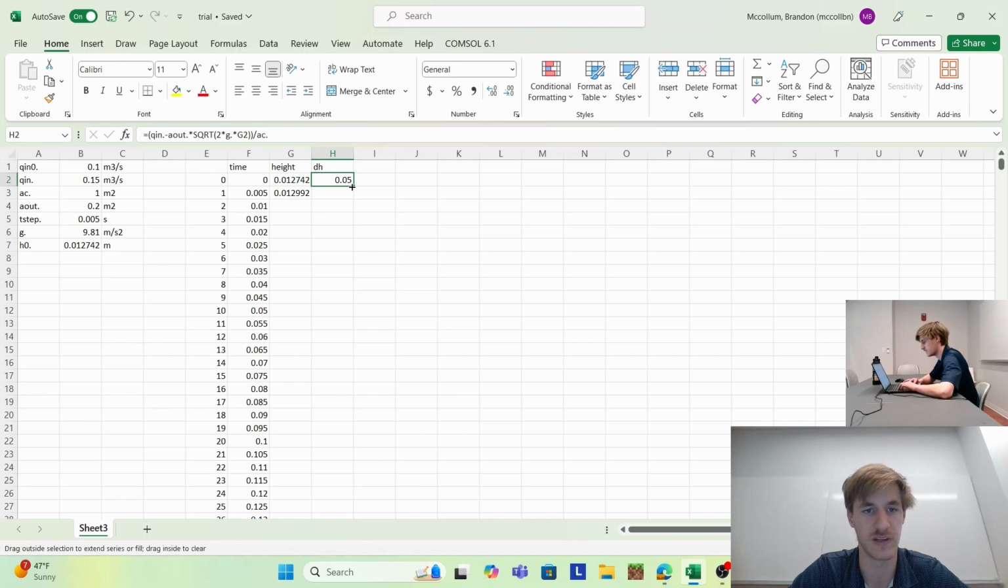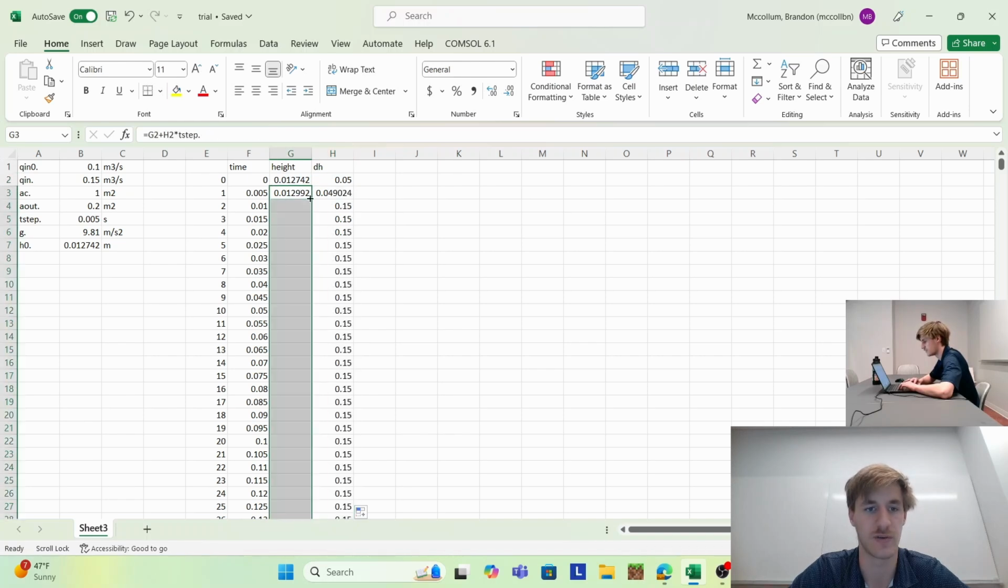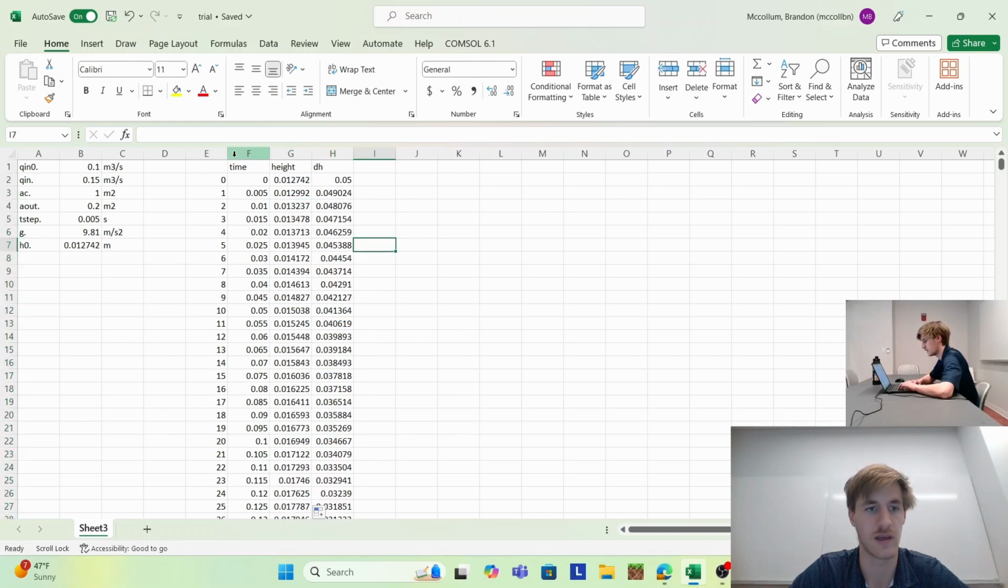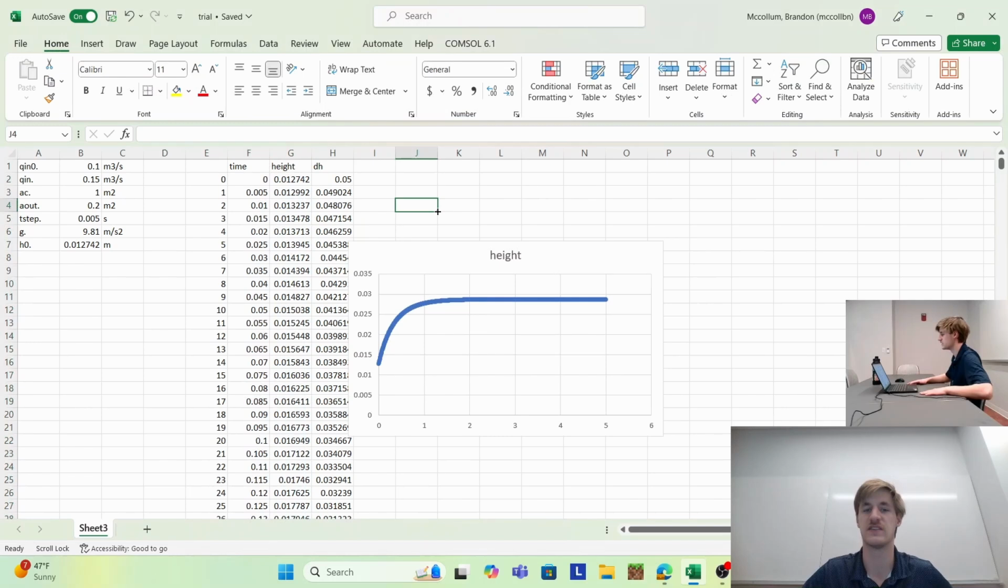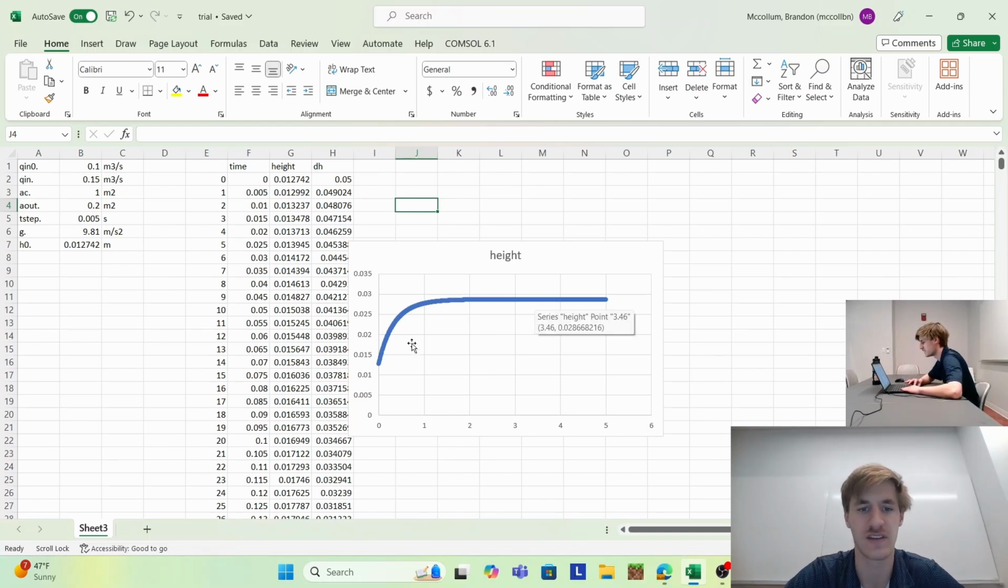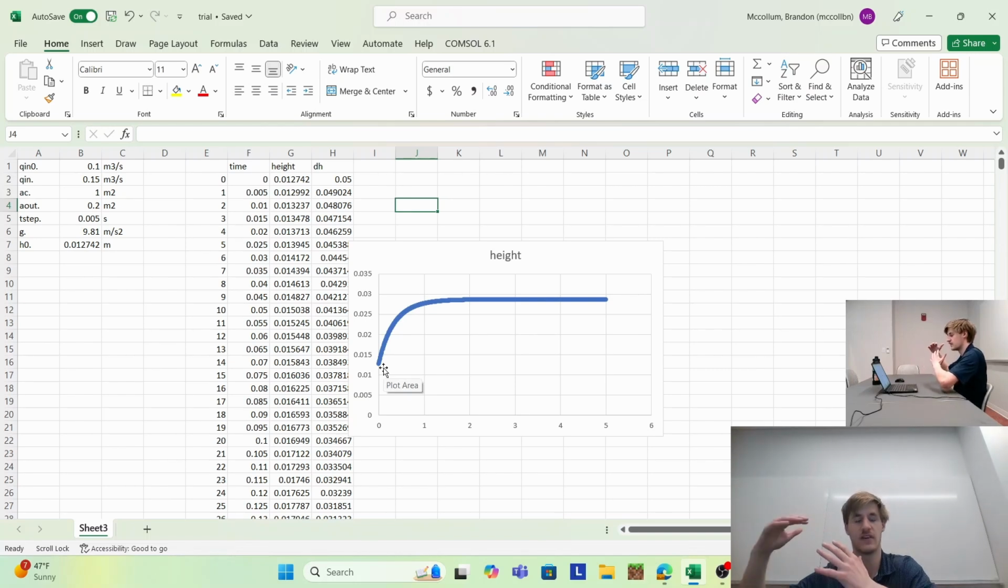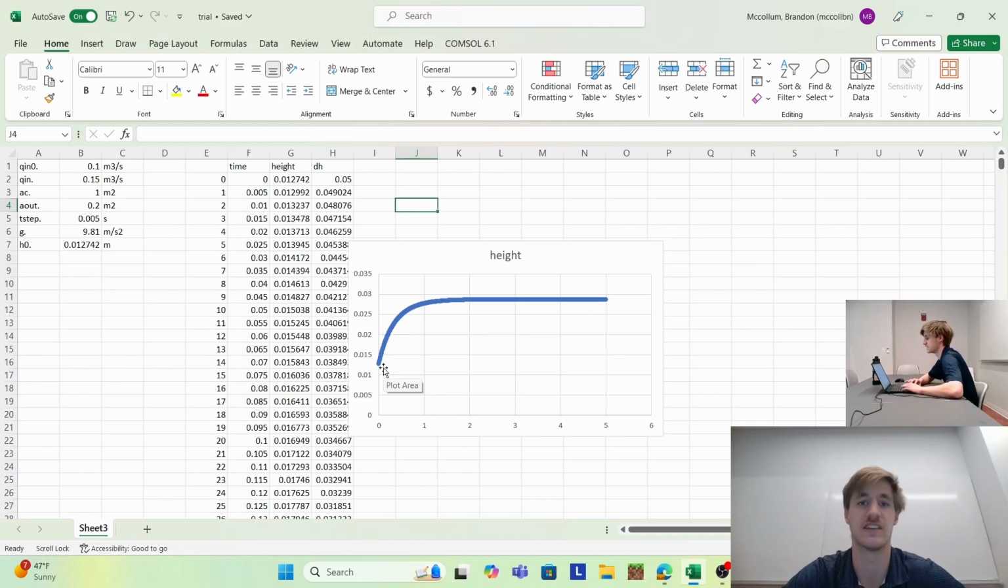And what we can do is double click on the bottom right corner of these, and if we insert a chart, we can see that we have our initial height of about 0.127, and then it goes up to about 0.028, and increases fast and then kind of slows down, eventually seeming to stop at about 0.028.